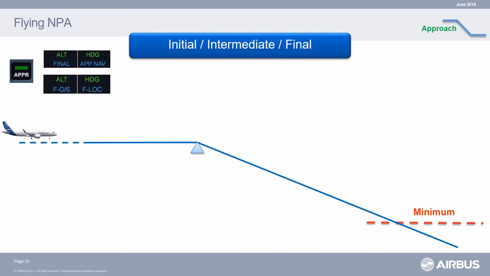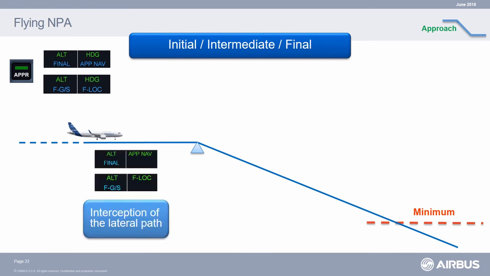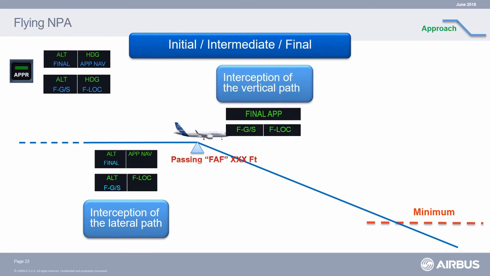Once you have armed the approach by pressing the approach push button, you have to check that the appropriate guidance modes are armed. So, final APP blue, APP nav blue, or F-glide slope blue, FLOC blue. Once reaching the intermediate segment, you have to ensure that the appropriate guidance modes are engaged, APP nav, FLOC. You continue on the intermediate segment, and you identify the position of the final approach fix with the call-out passing FAF at the given altitude, and you check that the vertical modes are engaged, final APP, F-glide slope.